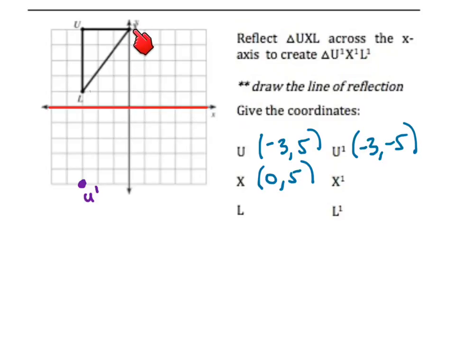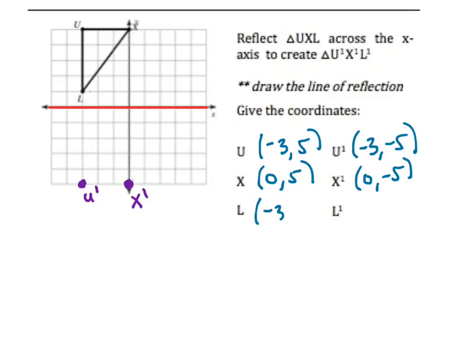Well, now what do we have to do? We have to go all the way down to the line of reflection and then the same distance there, and mark our point, X sub 1. And what are the coordinates? 0, -5 now. Hey, look at that. All that's changing is our y value. And it's the exact same, it's just the negative of it.